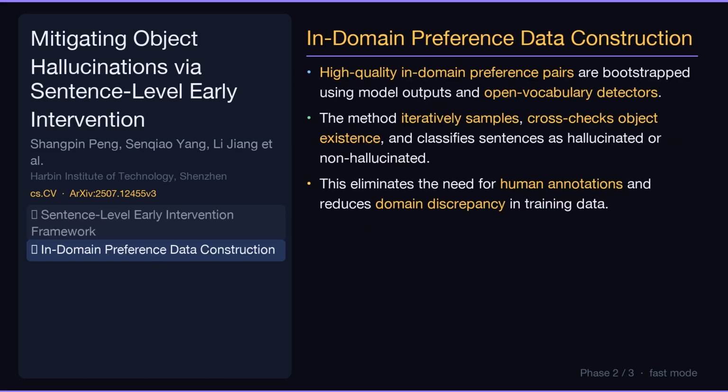Contribution 2. In-domain preference data construction. High-quality in-domain preference pairs are bootstrapped using model outputs and open vocabulary detectors. The method iteratively samples, cross-checks object existence, and classifies sentences as hallucinated or non-hallucinated. This eliminates the need for human annotations and reduces domain discrepancy in training data.